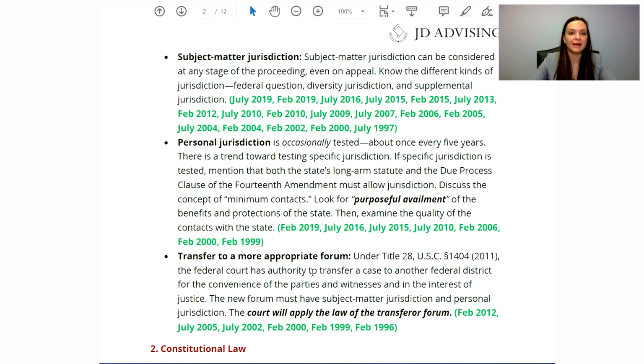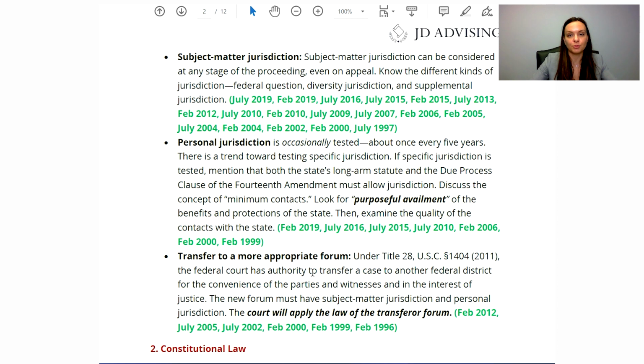When it comes to subject matter jurisdiction, it's important to remember that subject matter jurisdiction can be considered or evaluated at any stage of the proceeding. This is true even if subject matter jurisdiction is being challenged for the very first time on appeal. The theory behind this is the court has to have power to hear the matter, and even if a court rendered judgment on something or rendered an opinion on something, if they didn't have the power to hear that case, then technically their order or judgment doesn't mean anything. So subject matter jurisdiction is very important.